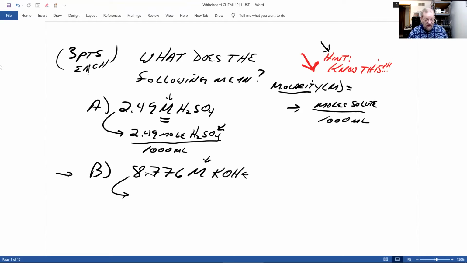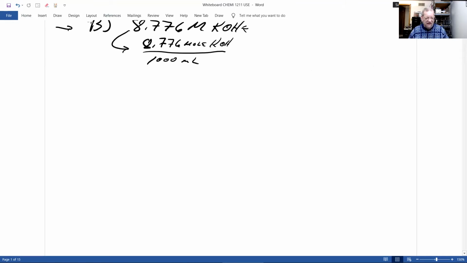And what that means is there's 8.776 moles KOH, potassium hydroxide, per 1,000 milliliters. Oh, I didn't write it out. I'm starting to learn printing again. Now, let's do another one.